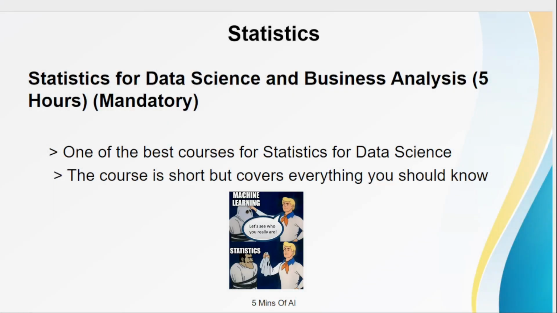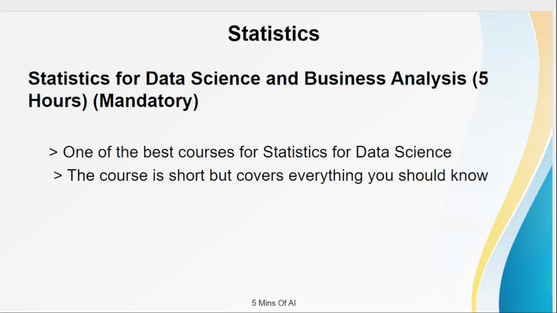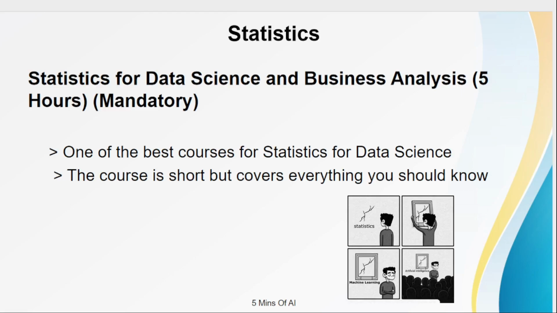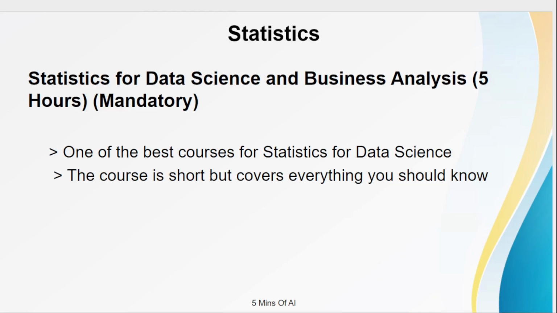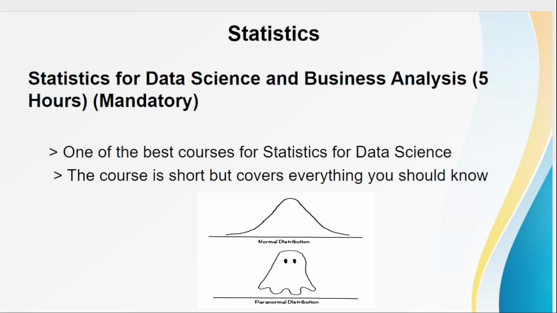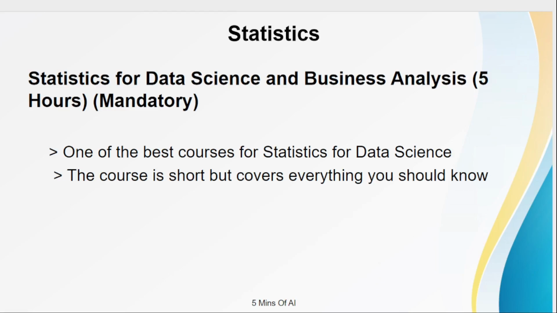So the first course is Statistics for Data Science and Business Analysis. The course duration is 5 hours and it is a mandatory course. You should do this course, because statistics enables you to interpret the results of the model, and almost all models have a base in statistics somehow. So in every phase you will require statistics, and this course is very short, 5 hours, and it almost covers the entire thing which is required by a data analyst and a data scientist.